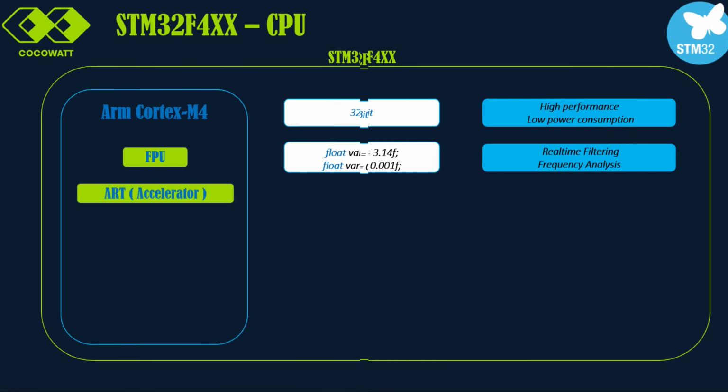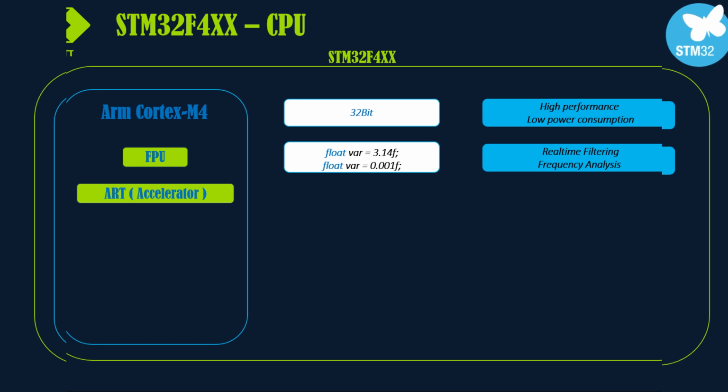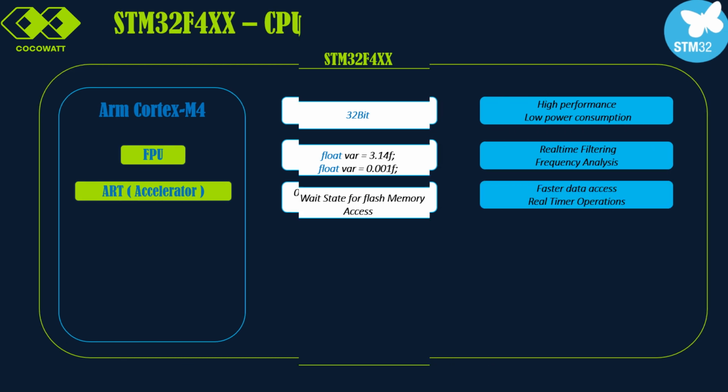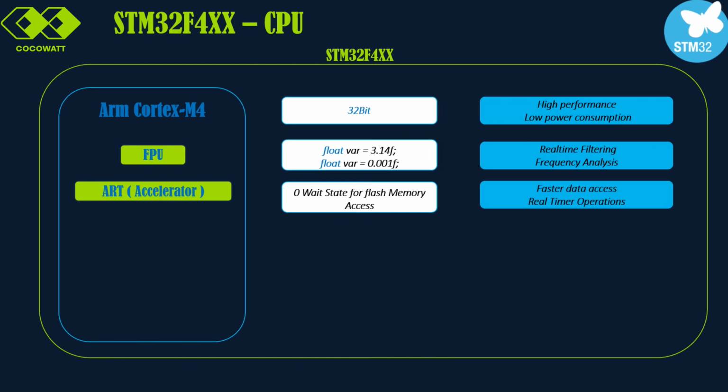Next, the Adaptive Real-Time Accelerator, or ART Accelerator. This feature allows zero-wait state execution from flash memory, meaning no delays even at 168 MHz. For example, in real-time signal processing, this ensures lightning fast data access.